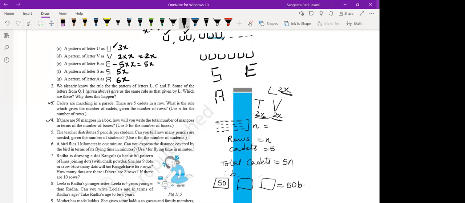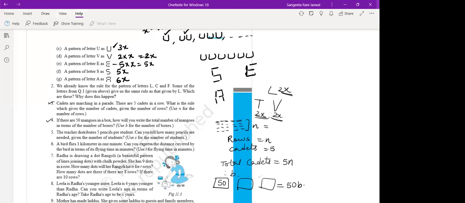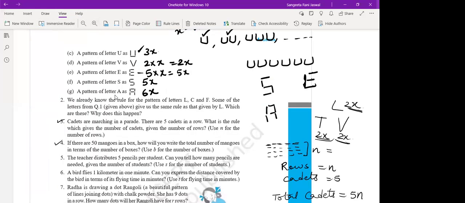I'm going to enlarge it a little. One second, let me make it a little bigger. Yes, now it's okay.